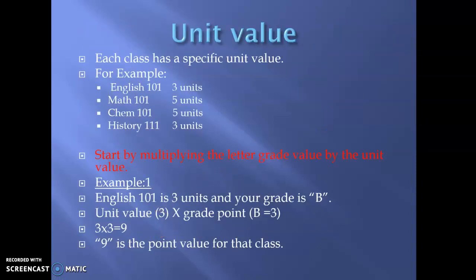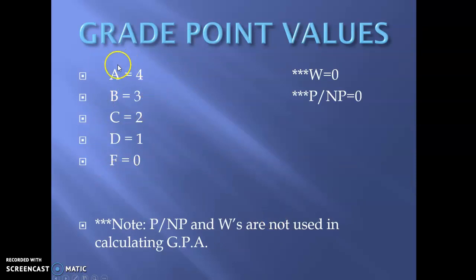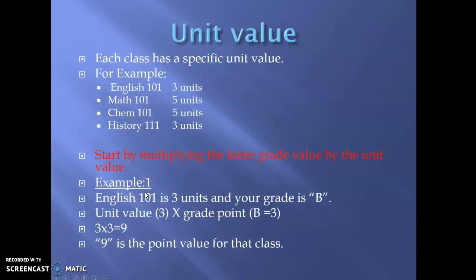We take the grade point value and multiply it by the specific units. For example, English 101 is worth 3 units. And if you receive a grade of a B in the course, what we do is we take the unit value of the course, which is 3, and we multiply it by the grade point value of B. Remember, we got that from this chart here. So we take 3 times 3 equals 9. So 9 is the point value for the course. So for this one course, this student will get 9 point values.